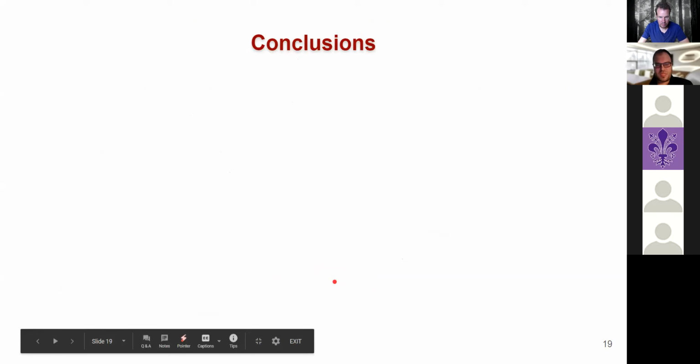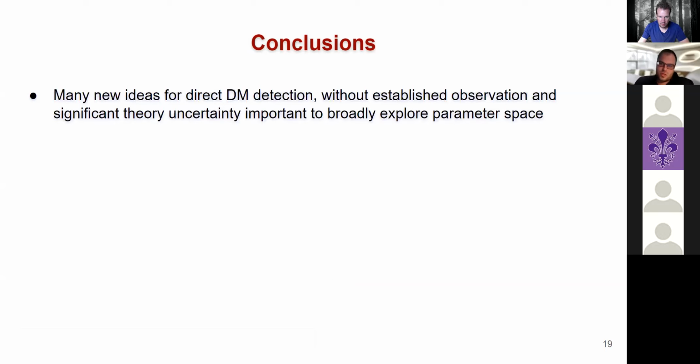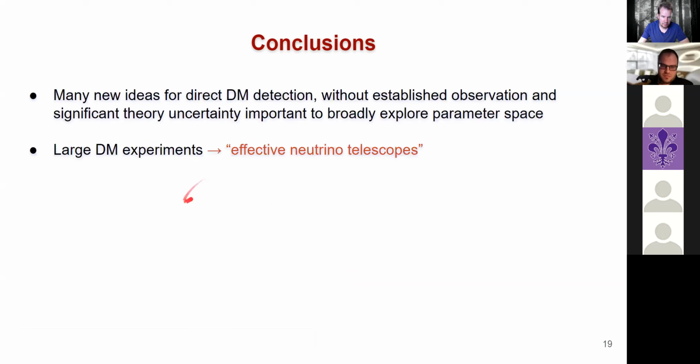All right, so let me now summarize. There are many new ideas for direct dark matter detection, but since there is no established observation and there's very significant theory uncertainty, it is very important to search parameter space broadly. Now, as I have tried to briefly advocate, large dark matter experiments, even if they do not discover WIMPs, are great for neutrino physics and can provide complementary results to the upcoming large experiments such as Hyper-K, DUNE, and so on in certain ranges. So that's, of course, very nice.